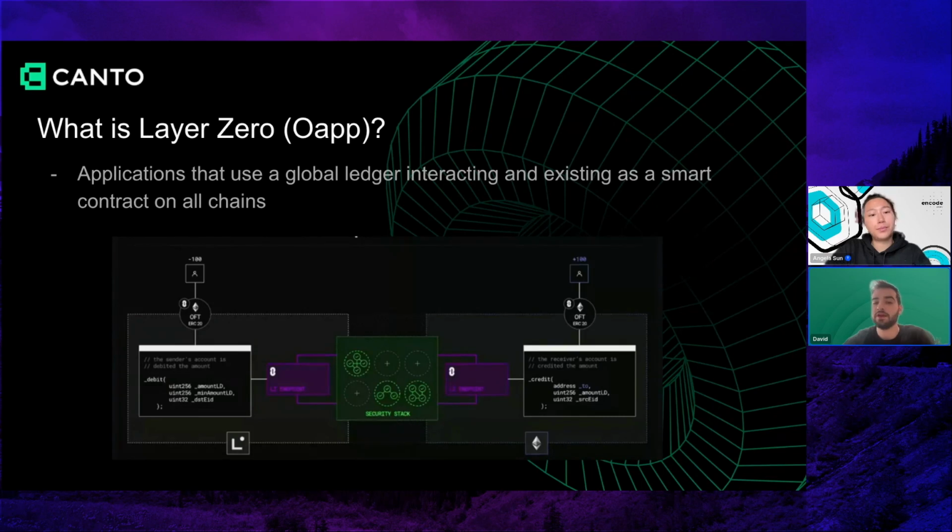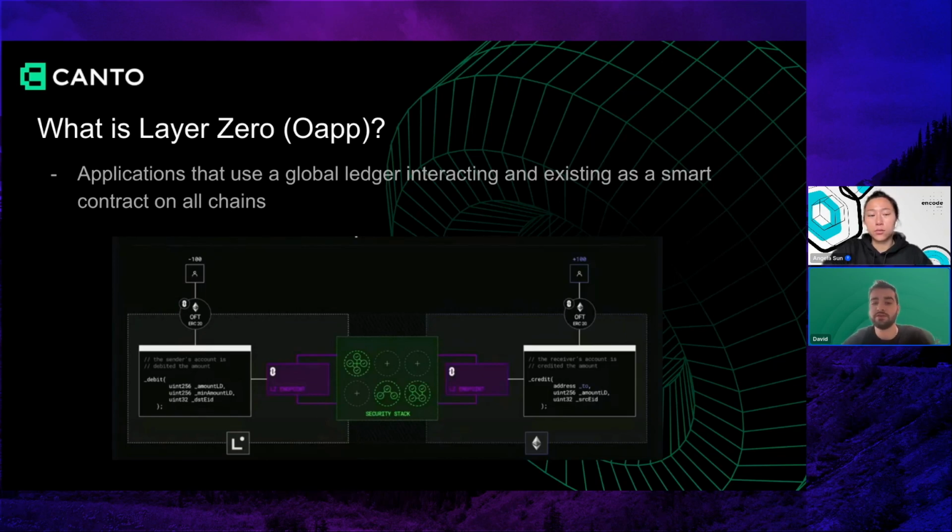What LayerZero has to offer is something called an omni-chain app, or an OApp, which is basically an application that uses a global ledger to interact and exist as a smart contract on all chains that it's deployed on. The image below shows the standard flow of how an OFT works, which is an omni-chain fungible token, which is just a standard ERC20 token that implements a special debit and credit functionality. Those are the only two functions that are really added on top of ERC20.